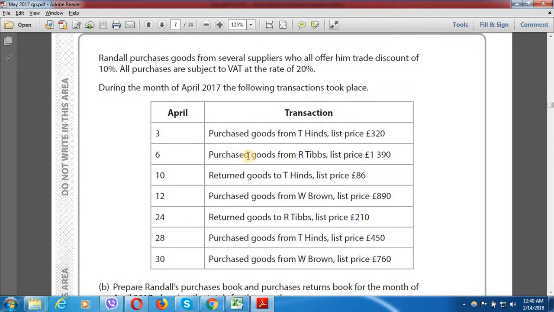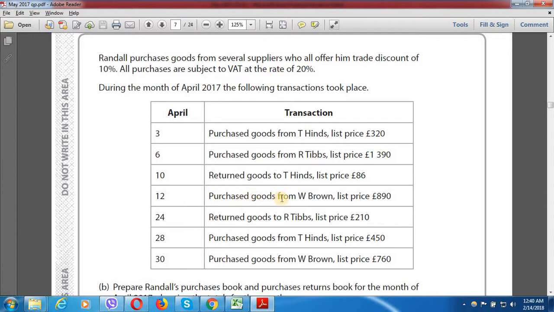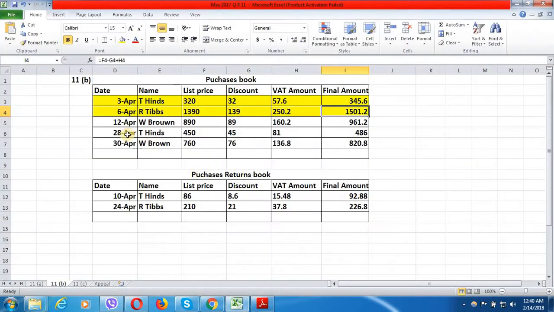We need to calculate the final amount of purchase in this way for all transactions, and I have done that. 6th April, purchased goods from R Tips, list price 1390, discount 139, VAT amount 250.2, final amount 1501.2. Then 12th April, purchased goods from W Brown, list price 890, discount 89, VAT amount 160.2, final amount 961.2.